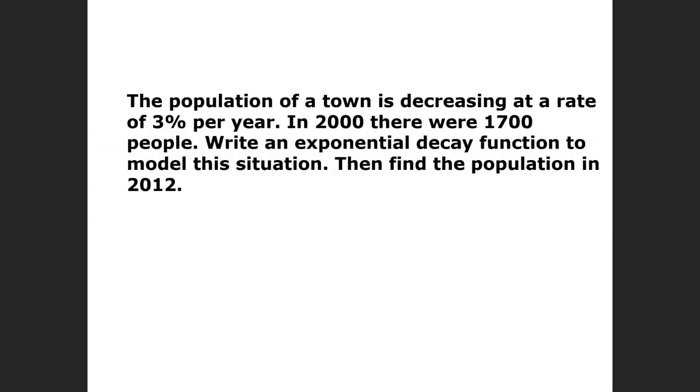Okay, so here's a problem. It says the population of a town is decreasing at a rate of 3% per year. In the year 2000, there were 1,700 people in that town. Write an exponential decay function to model the situation, then find the population in 2012. All right? So I'm going to let you work on this, and then we're going to go to our practice problems because I see the time is running, and we need to get those problems in. But give me the equation for this right away. What is the equation?